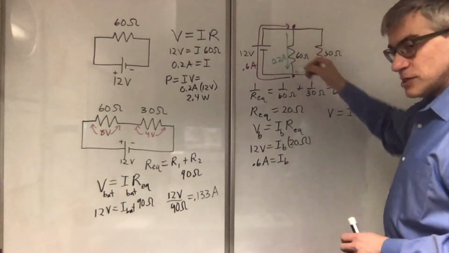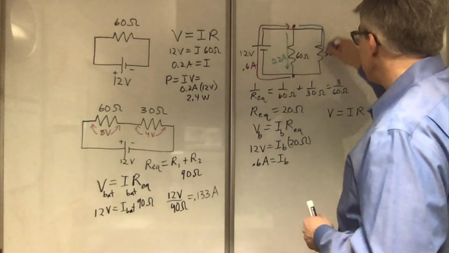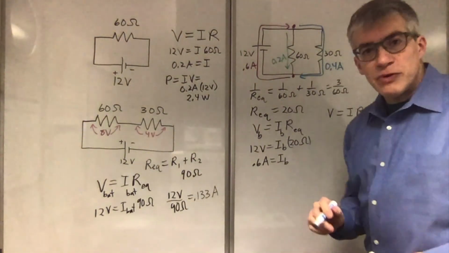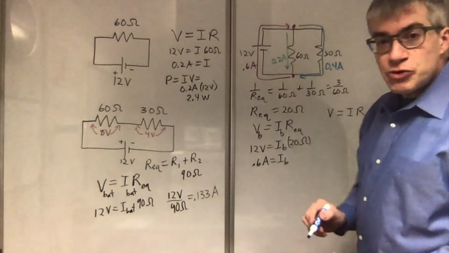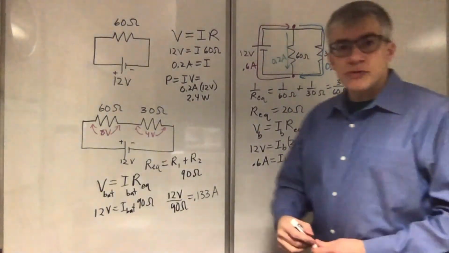Starts at junction, ends at junction. And finally, the remainder of the current is 0.4 amps. I could have gotten that from V equals IR, but I got it just from subtraction. So that's how you handle two resistors in parallel.